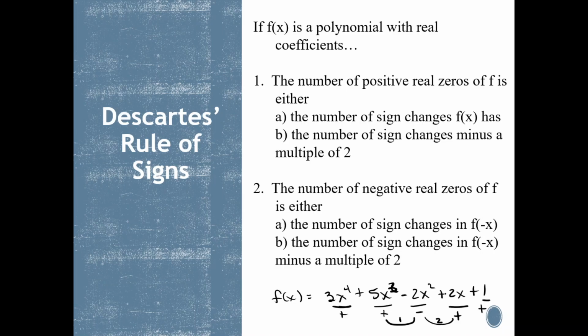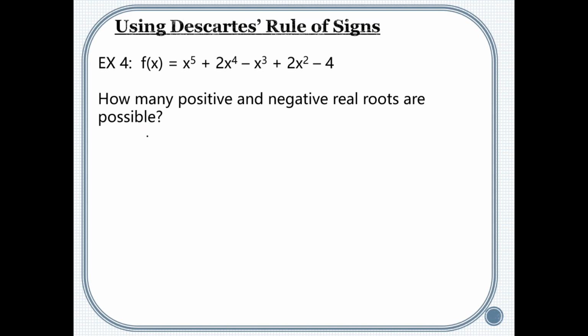Okay, so let's take a look at an example here. How many positive and negative roots are possible? Well, if we look here, I have a sign change here, and I have a sign change here, and I have one here. So that makes the positive ones either 3 or 3 minus 2, so that would be 1. So I either have 3 positive roots or I only have 1 positive root, but I won't have 2 of them, and I won't have 4 of them, I'm only going to have either 3 of them or 1 of them. Now to get the negative roots, I need to find f of negative x.